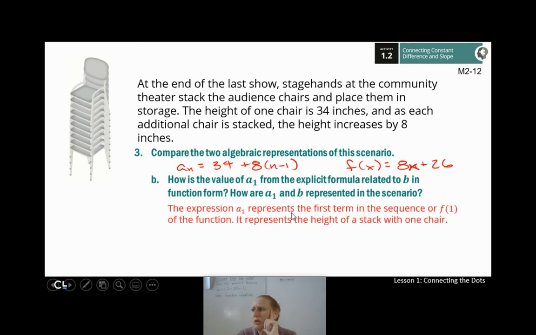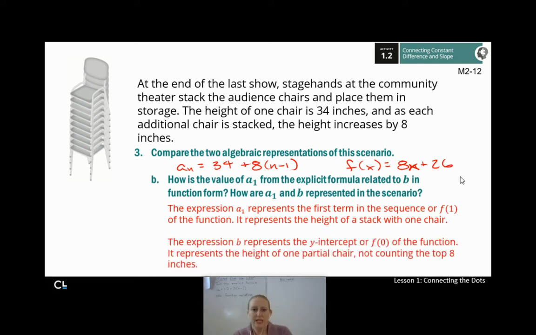The expression a sub 1 represents the first term of the sequence. Or you could even think of it as f of 1, right? What do you get when x equals 1? You get 34. That's what you get. And it represents the height of a stack with one chair. One chair in the stack, boom, that's what you get. So why is that a 26?